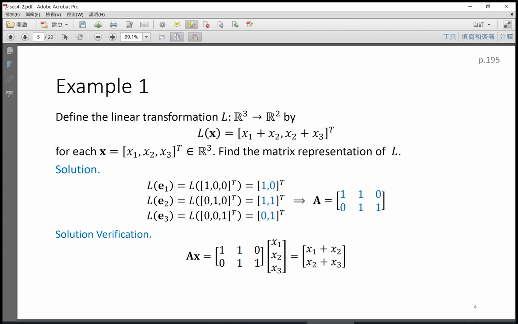Optionally, we can perform a verification to check whether our solution is correct. To do this, we multiply matrix A with x. If Ax is equal to L of x, then this means our solution is correct. If Ax is not equal to L of x, then this means you made a mistake during the computation.